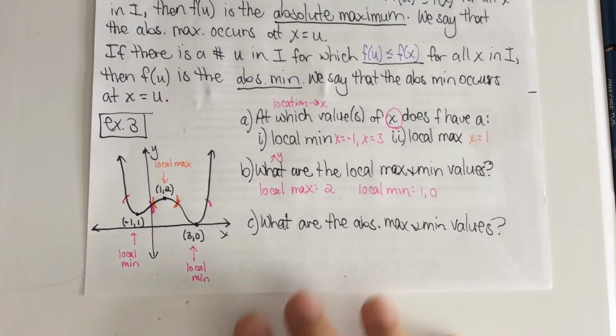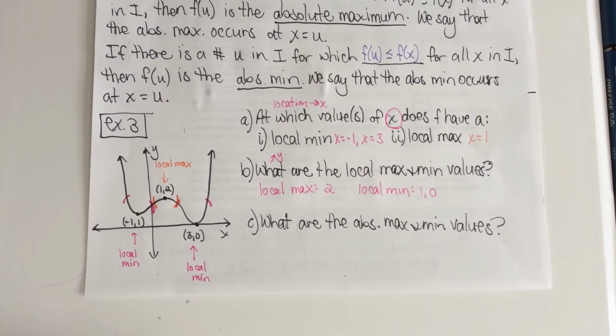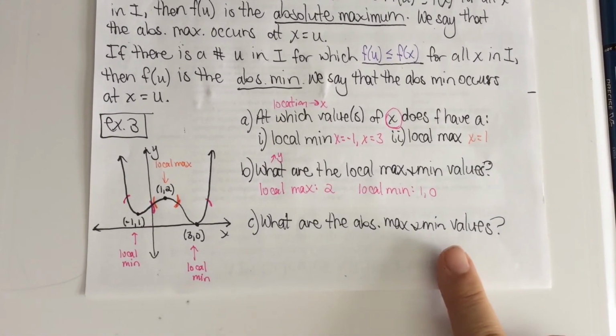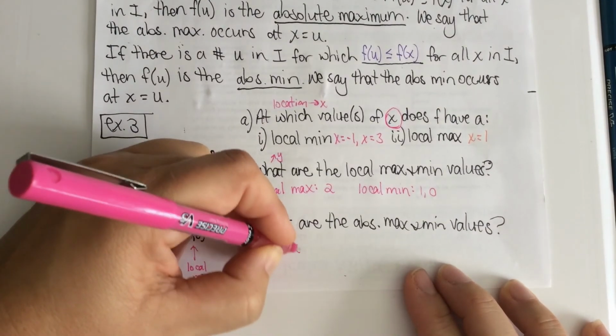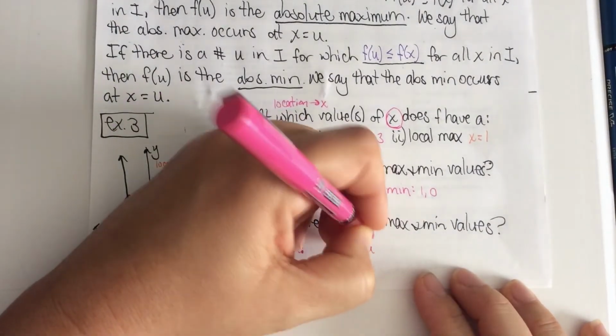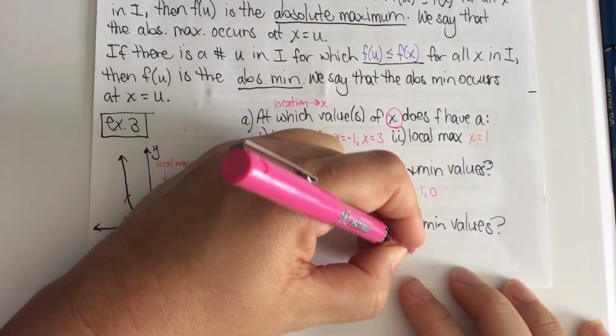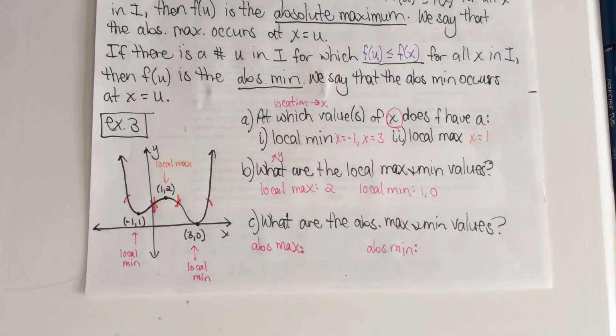Okay. What are the absolute max and min values? So let's start with absolute min. Is there a point that is lower than every single point on the graph? Yes, good. What is that point? It's 3, 0.